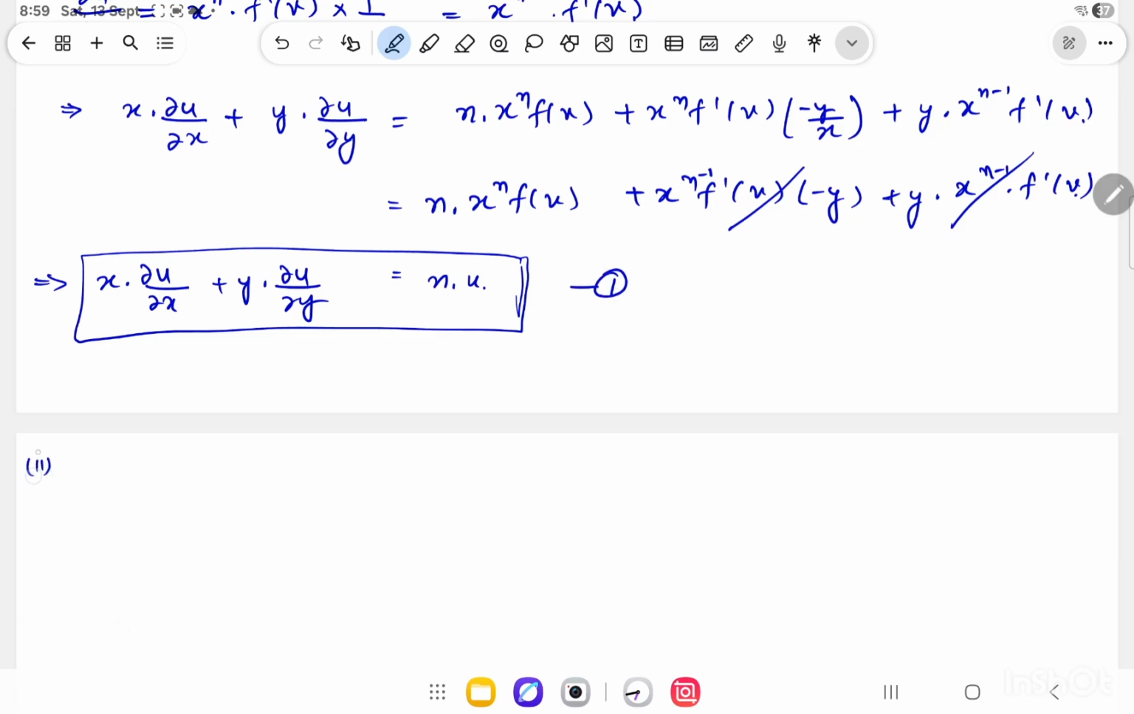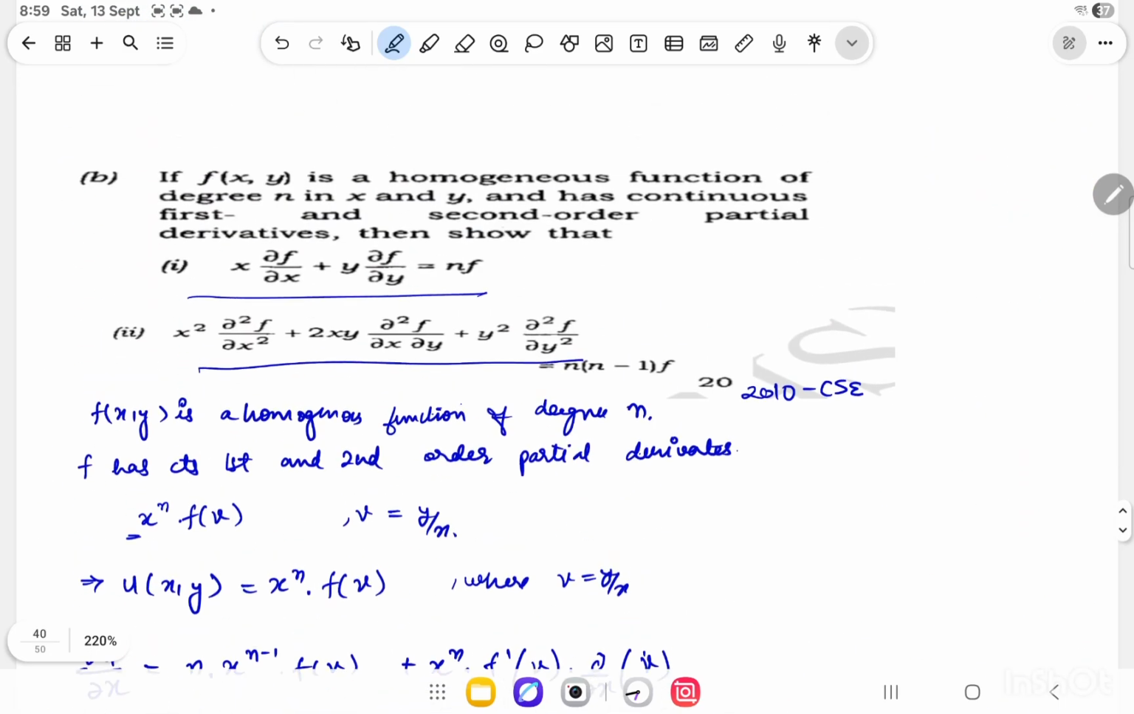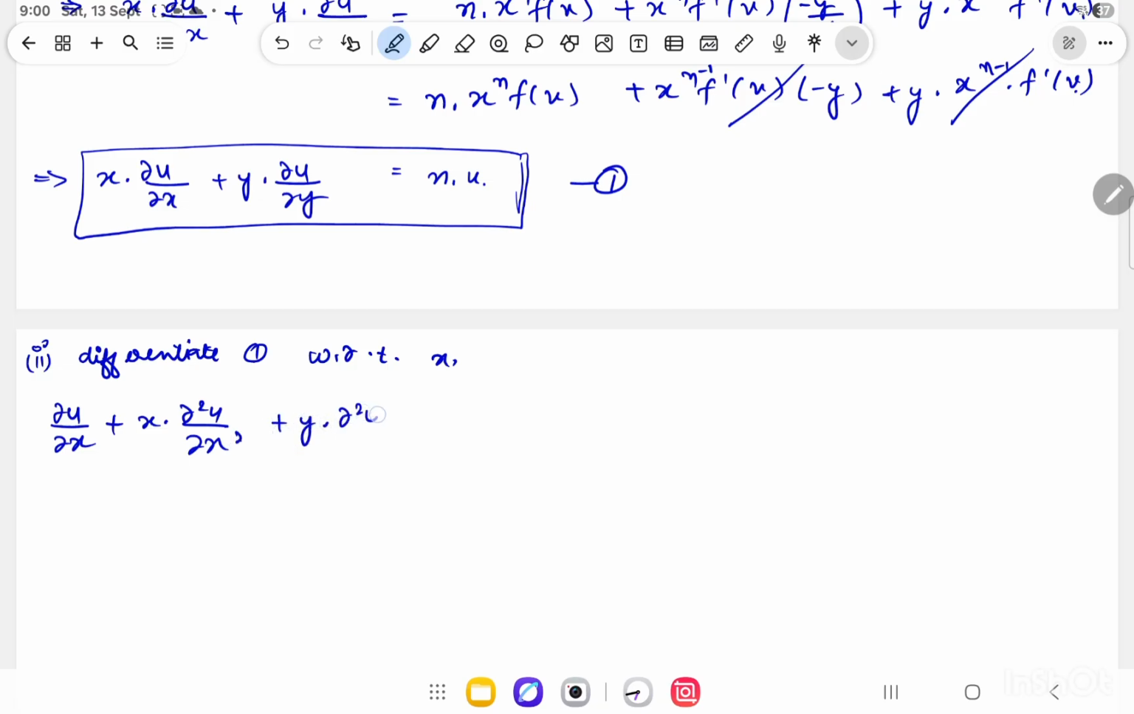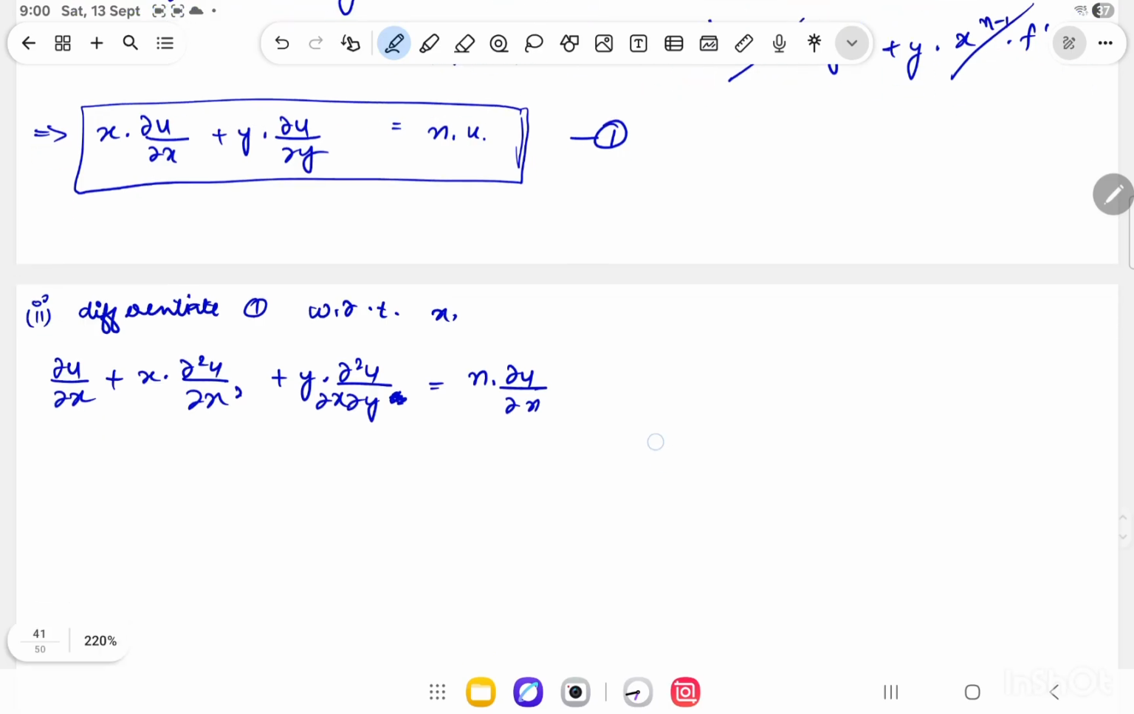So in the second part, we are supposed to prove Euler's second theorem, that is this. So for that, if I differentiate 1 with respect to x, what I'll get is del u by del x plus x into del square u by del x square plus y into del square u by del y del x is equal to n into del u by del x. It will be del x into del y because we are taking the derivative with respect to x.